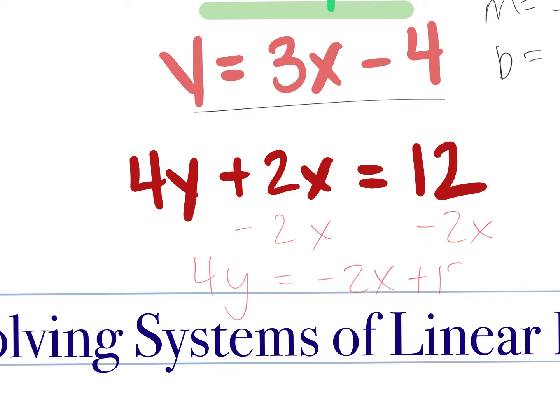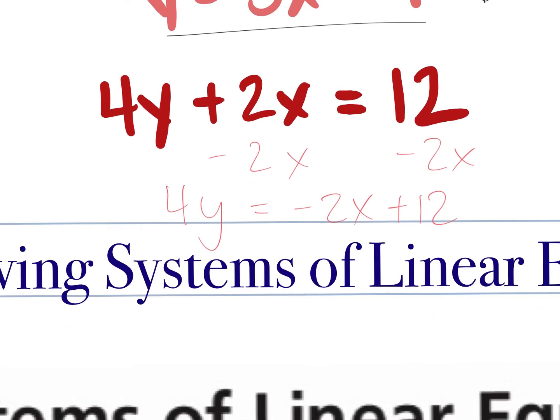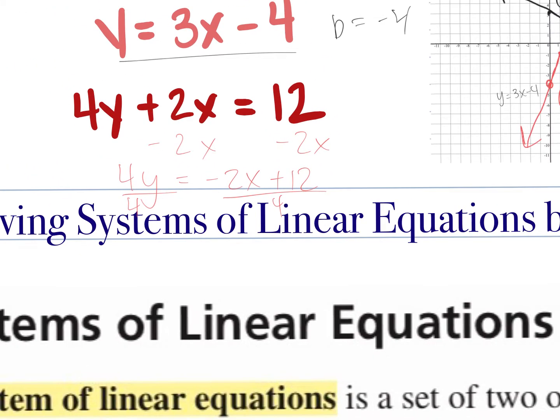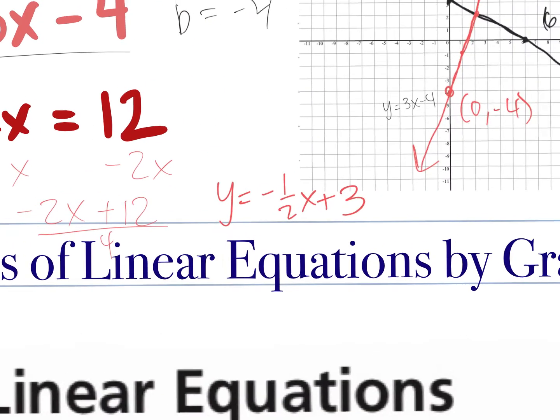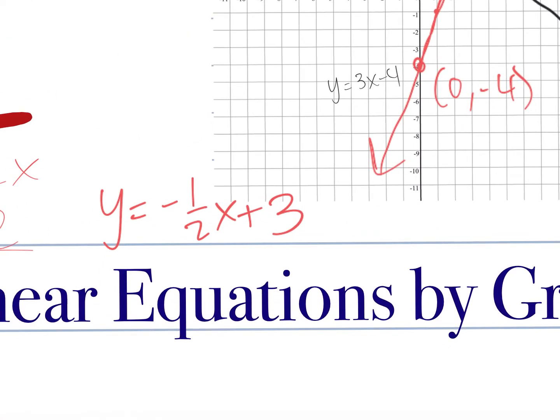Now I simplified, and it's divided by 4 on the left side and divided by 4 on the right side. I got y equals -1/2 x plus 3. Very good. Y equals -1/2 x plus 3. Graphing that, Mia, what's the slope of this line? It's -1/2. And Alfonso, what's the y-intercept? It's +3. Very good.